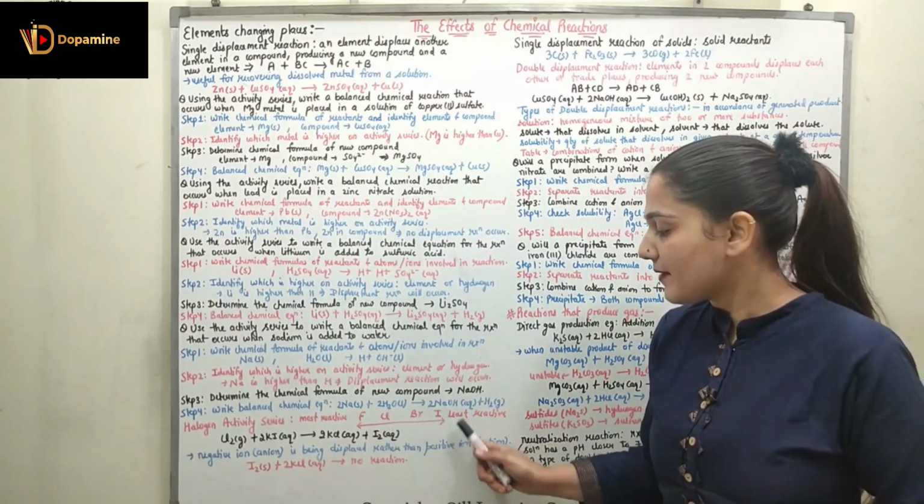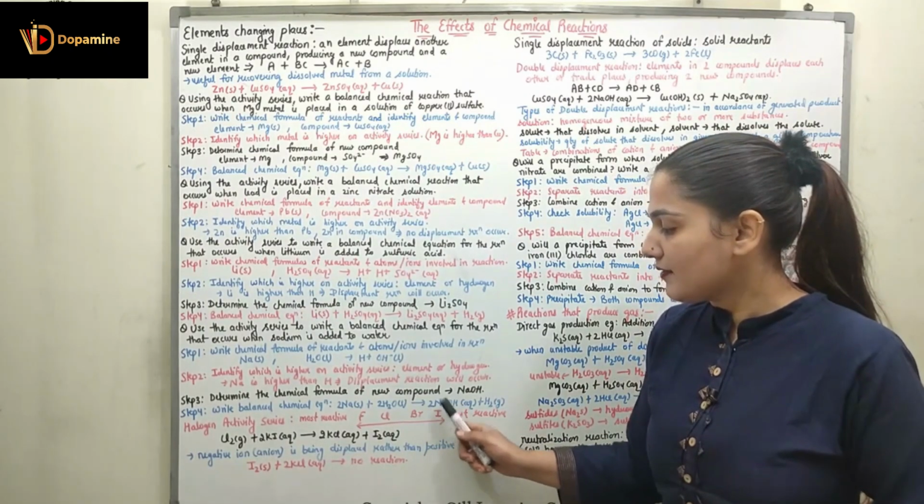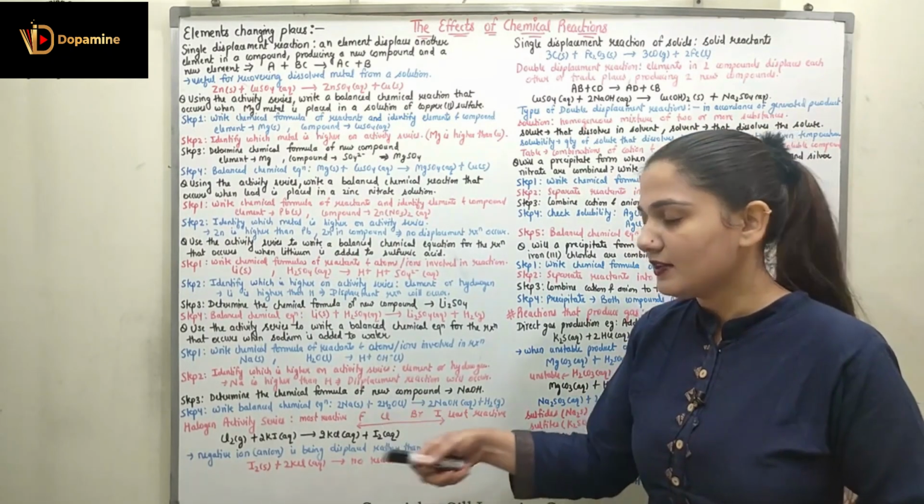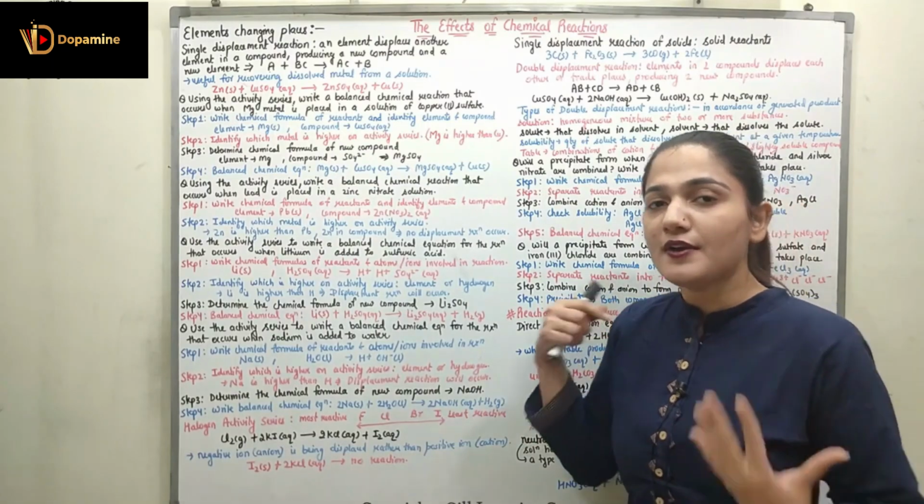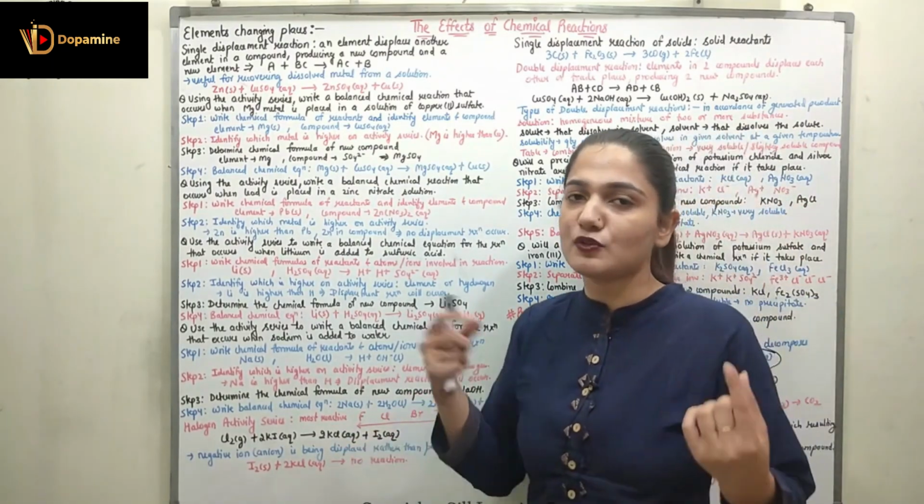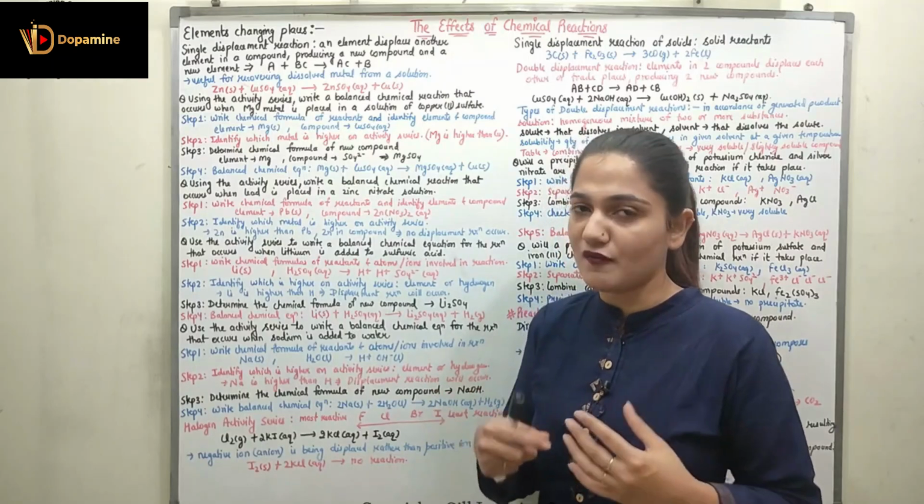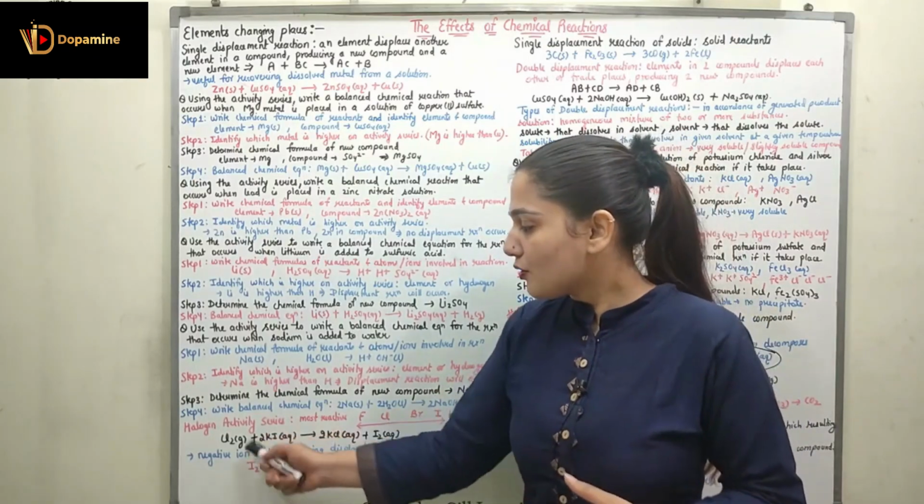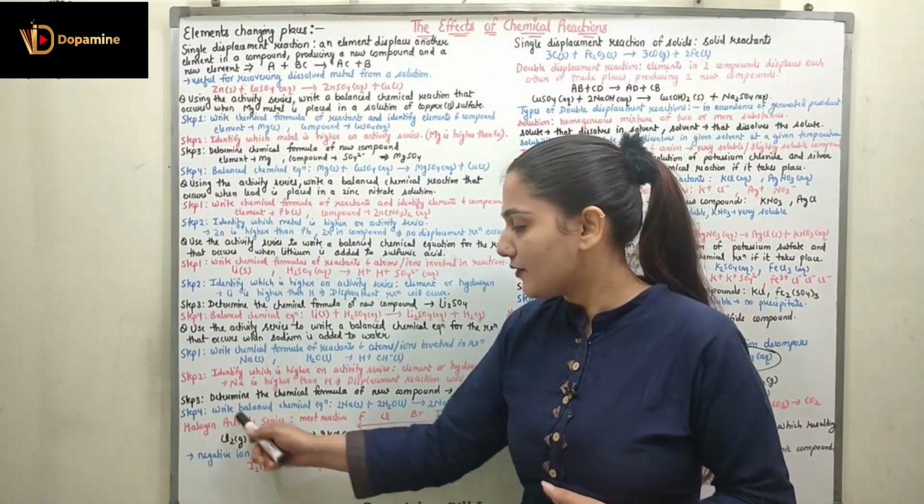Right, so I can say the least reactive is iodine, then bromine, then chlorine, and then fluorine. So when I am going to react them, I am going to see which one of them is more reactive, and the more reactive is going to displace the lesser reactive from its compound. So let's start with the example.